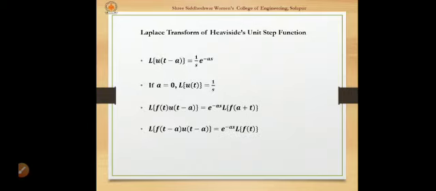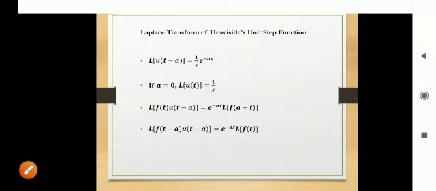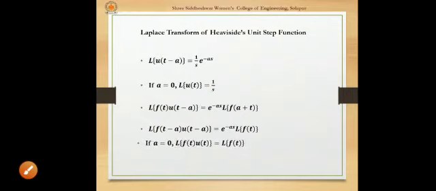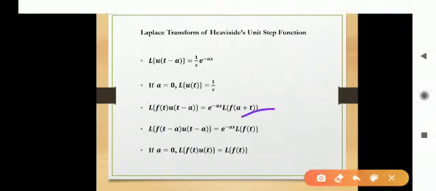In this result, if t is replaced by t minus a, we get this next result for Laplace transform of Heaviside unit step function. And the last one, if a is equal to 0, we get Laplace transform of f of t into u of t is equal to Laplace transform of f of t. Now using this result, we have solved two examples.